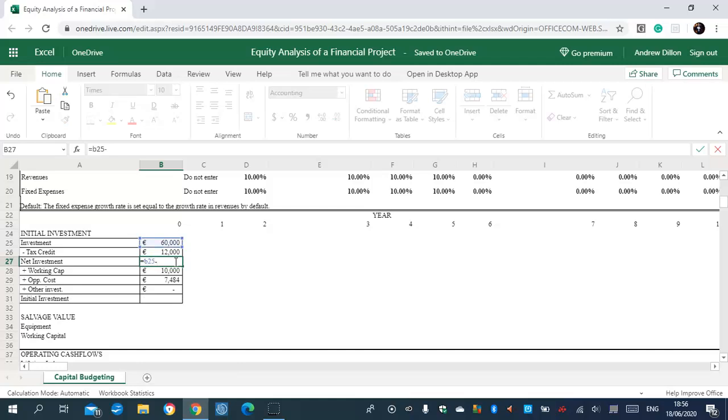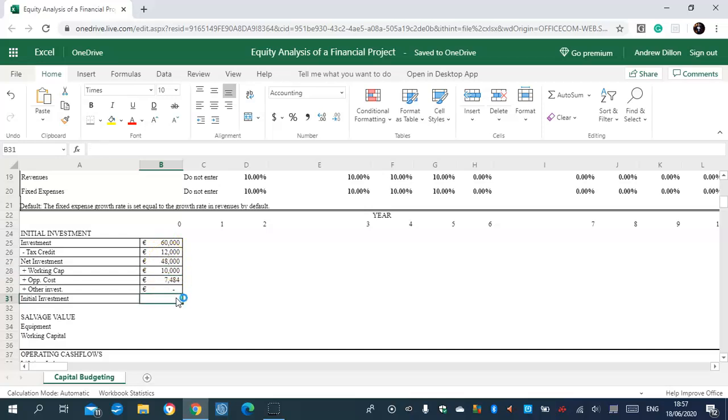Okay, let's do the net investment. The investment minus the tax credit. And that's the answer for the net investment, €48,000.